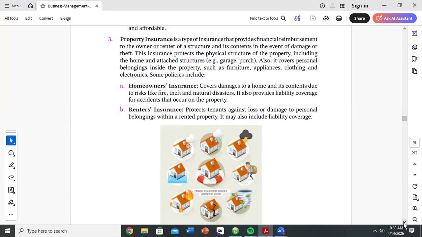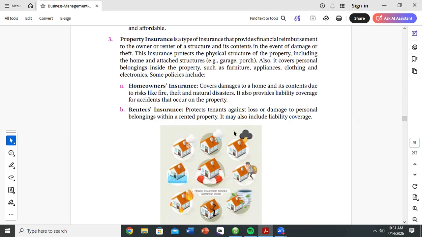Okay, so property is a type of insurance that provides financial reimbursement to the owner or renter of a structure. Pay attention here: reimbursement to the owner or renter of a structure. So this explains the insurable interest. Sometimes you might not be the true owner, but you are renting the place, and for that matter, you have an interest in there, right?